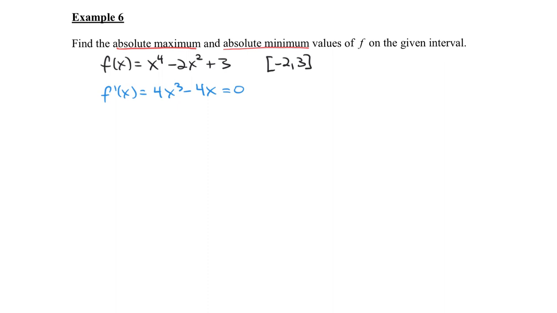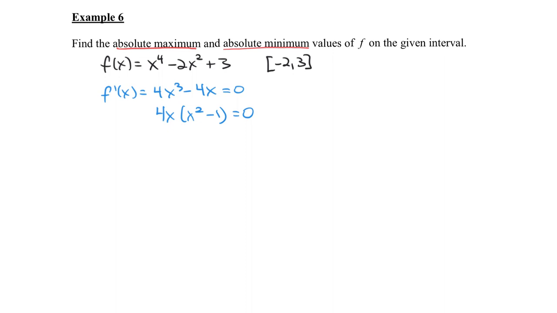So we need to solve this, which we can definitely solve by factoring, right? There's a common factor, 4x. So you could factor out 4x and get x squared minus 1 equals 0.